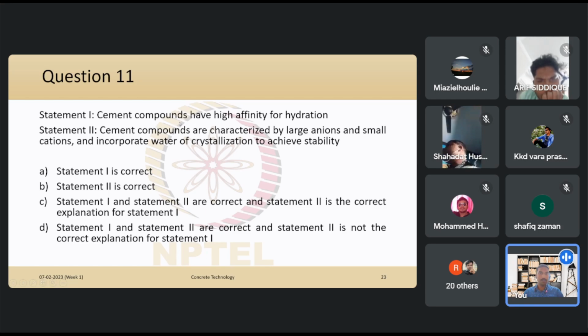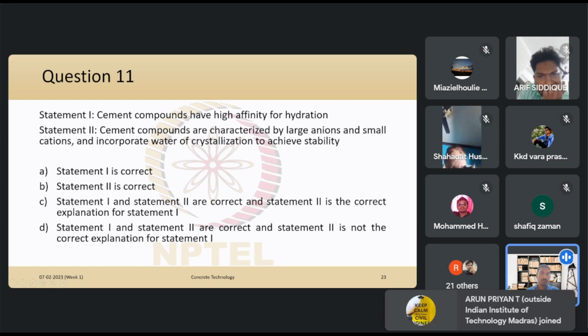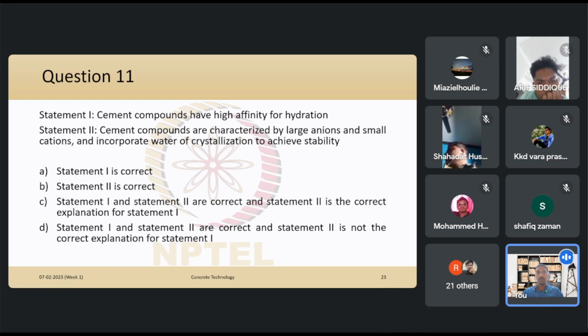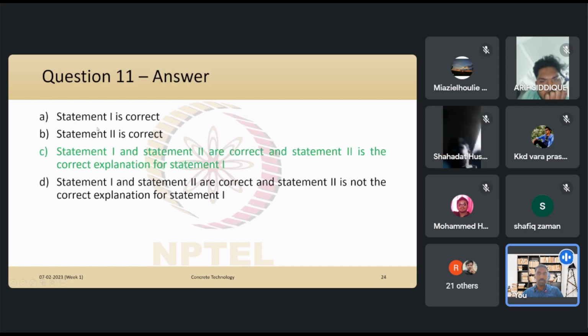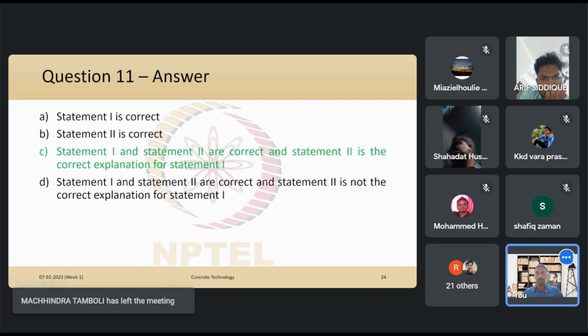Statement 1 is the right explanation because the high affinity is coming because of this need to incorporate the water of crystallization for reaching stability, right? Everything reacts in order to become more stable, right? Therefore, this reaction is taking place so that stability can be achieved, and that is what is explaining why there is a high affinity for hydration in these different cement compounds, right? So statement one is correct, statement two is correct, and statement two is also the right explanation for statement one. So the correct answer is option C, which is given.